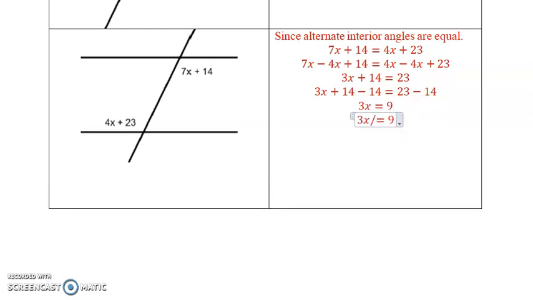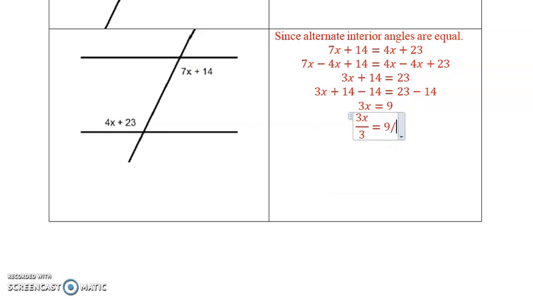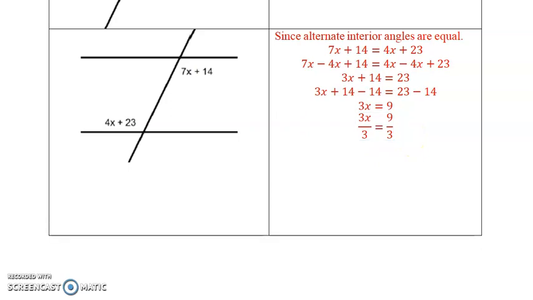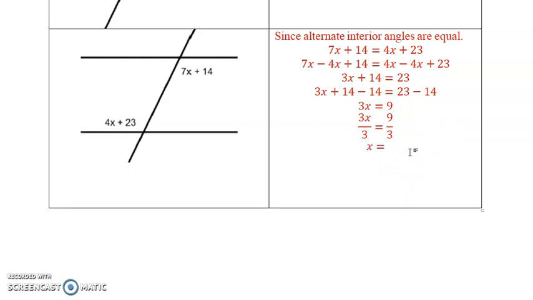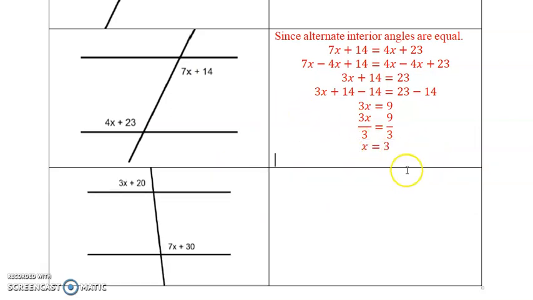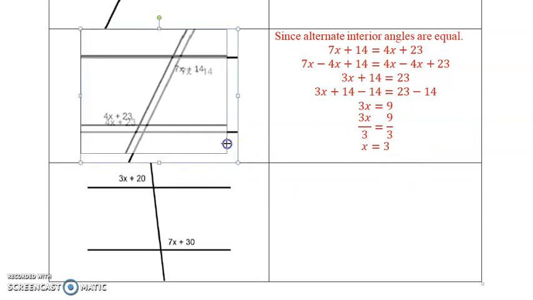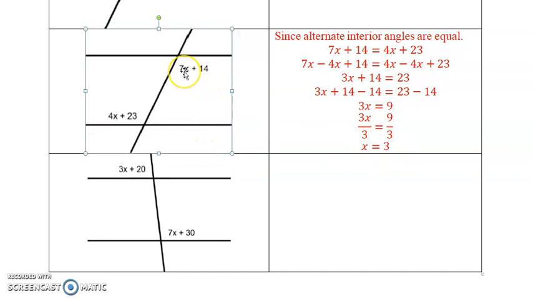Divide both sides by 3, and we get x equal to 3. And we can confirm that this is correct by plugging them in. Put 3 in here. 7 times 3 is 21. 21 plus 14 is 35. 3 times 4 is 12. 12 plus 23 is 35. So they are indeed equal.